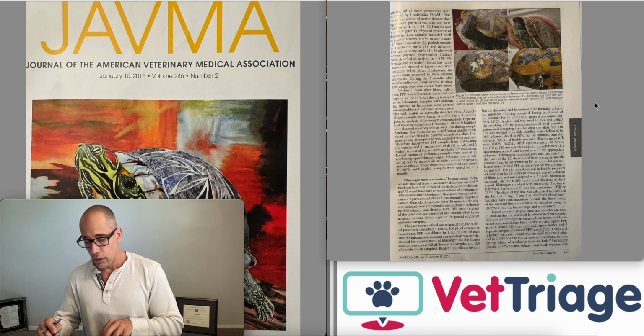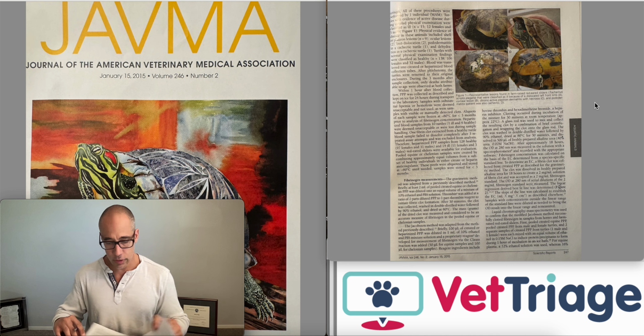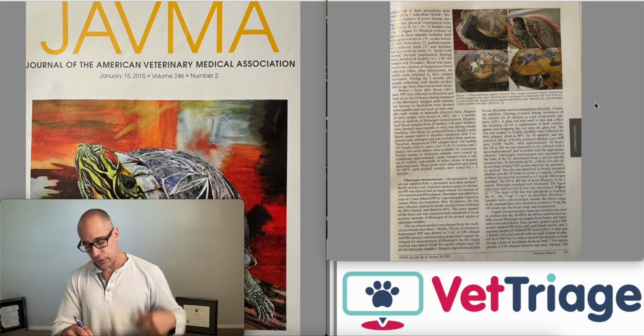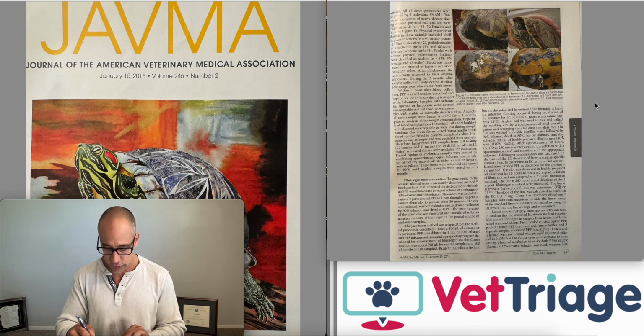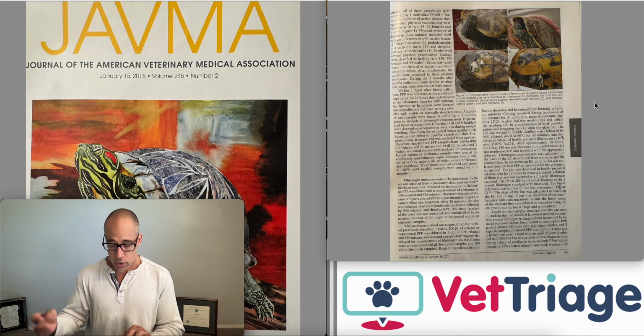All right. Let's see here. We're going right to the results. The Jacobson method was successfully modified to measure plasma fibrinogen concentration in red-eared sliders. In linear regression analysis, equine samples were noted to lose linearity at concentrations over 1.5 mg per ml, whereas samples from red-eared sliders were linear at all concentrations tested.